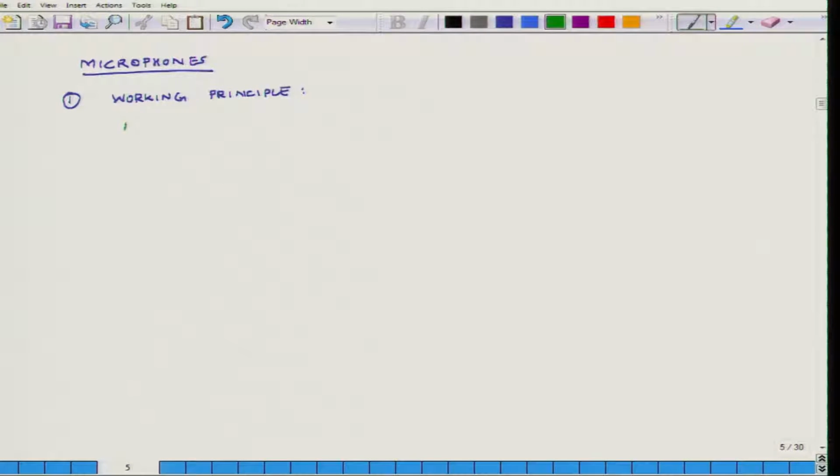So, one category is resistive microphones. The second category comes in different names. They are called capacitive microphones. Sometimes they are also called condenser microphones, and sometimes they are also called electrostatic microphones. Okay. So, this is one set of names.